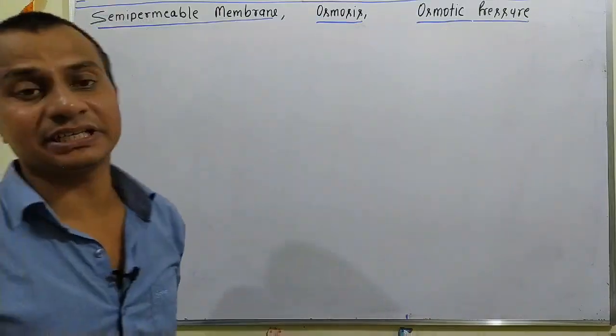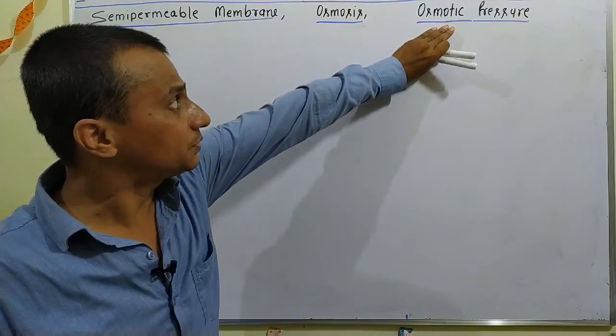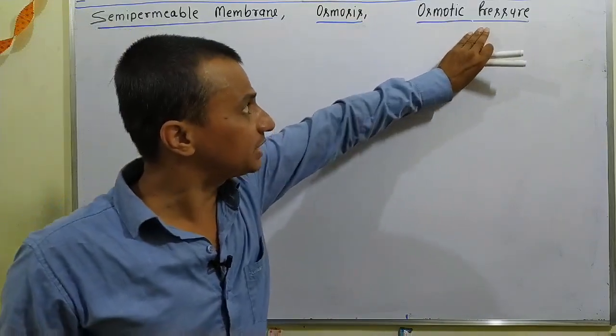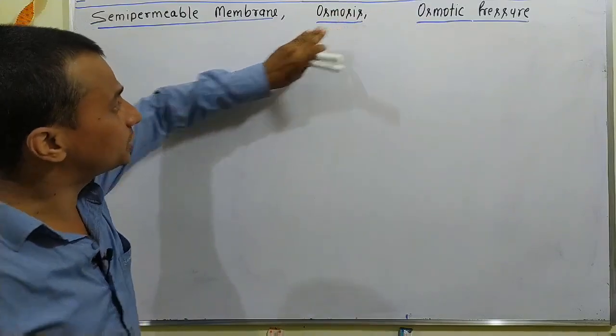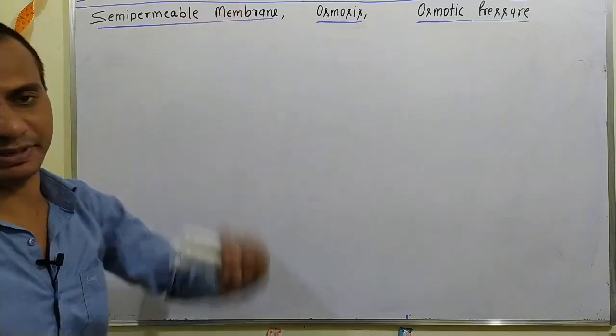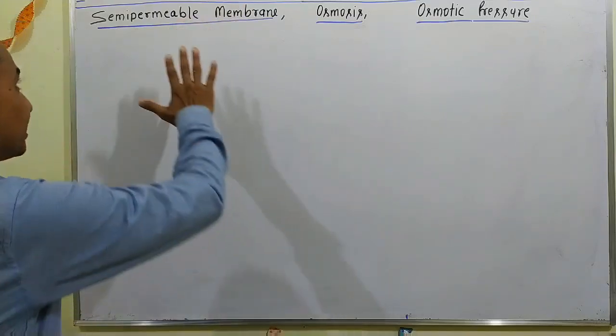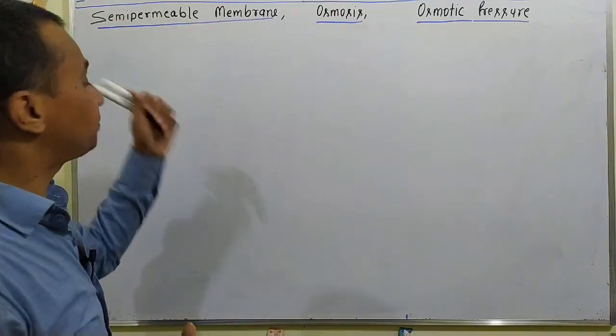These three topics are interconnected. To know osmotic pressure, we have to know about osmosis, and to know osmosis, first we have to know about semi-permeable membrane. So let us start with semi-permeable membrane. What is semi-permeable membrane?